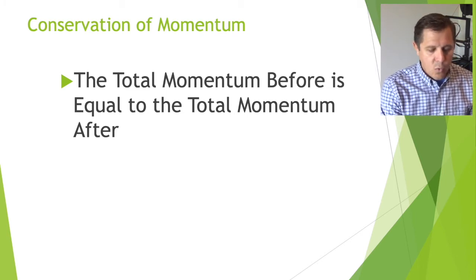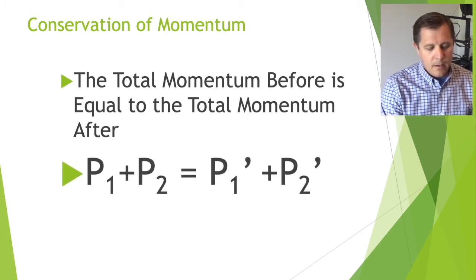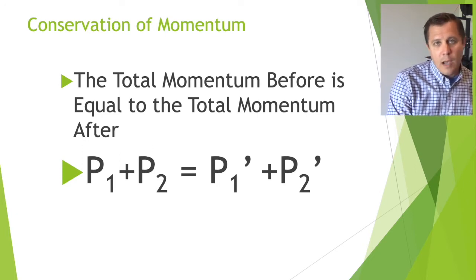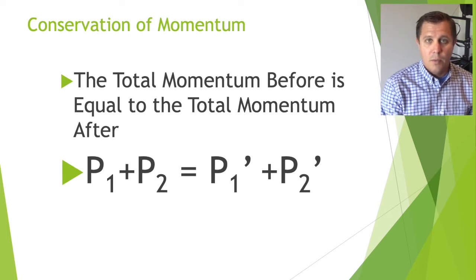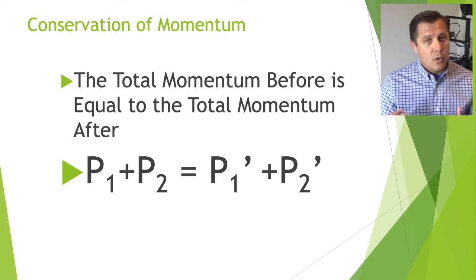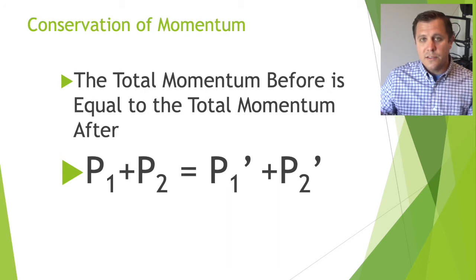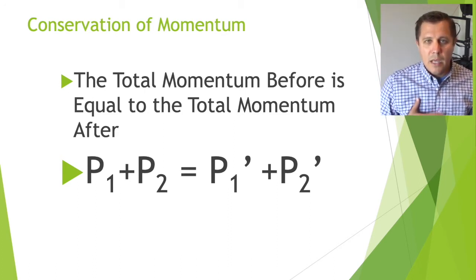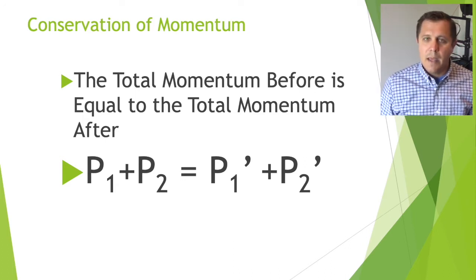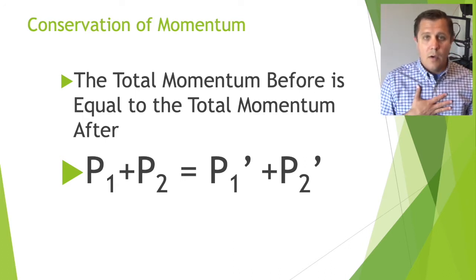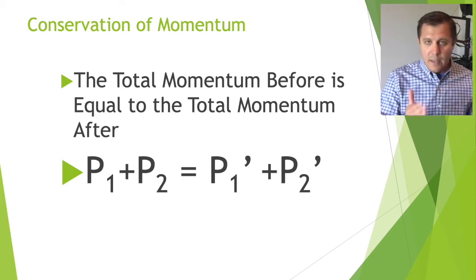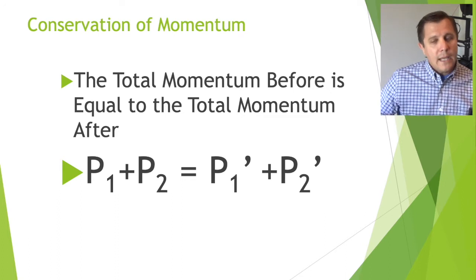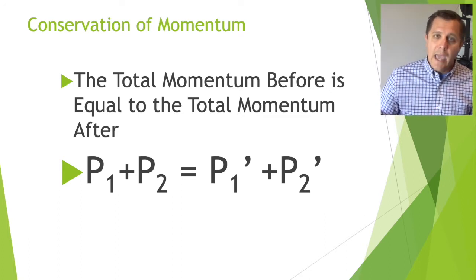Here's a quick formula to look at. P1 plus P2 is equal to P1 prime plus P2 prime. What does that mean? Well, P just means momentum. So let's say I'm about to tackle somebody. I'm number one, so my momentum is number one. The other person's momentum is number two. Before we collide, the left-hand side of any equation with momentum will be before. The right-hand side of any equation will be after.